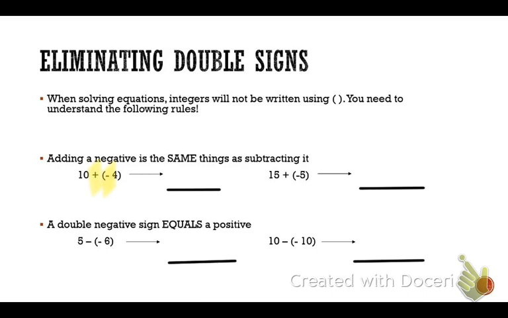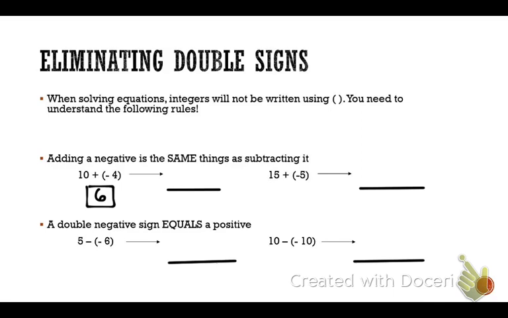Before we rename how we would do this, let's do our rules together. Is the 10 positive or negative? Positive. Is this positive or negative? Negative. Same sign or different sign? Different sign. What do I do when I have different signs? Subtract and take. What's 10 minus 4? 6. And is this positive or negative? Positive. So directly underneath it, you're going to go ahead and put that.